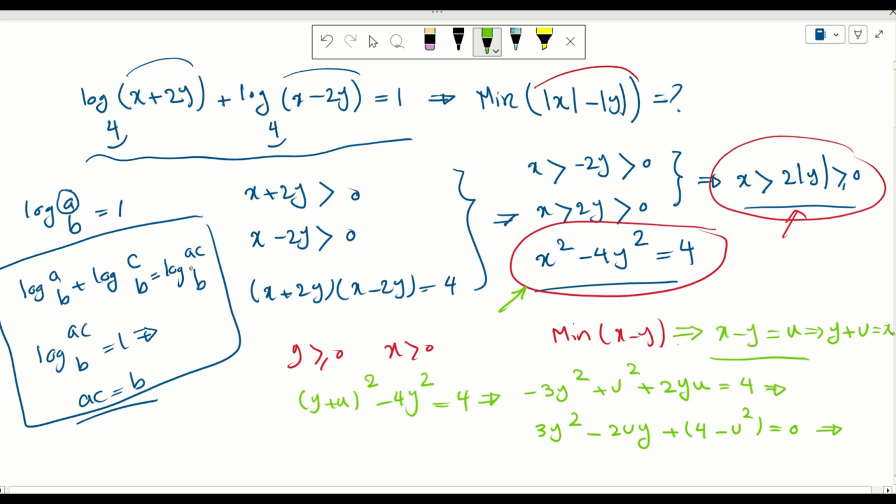So based on that, we can say that if we find the delta of this equation, which is a quadratic equation, the delta is going to be 4u squared minus 12 times 4 minus u squared. And then because this quadratic equation needs to have an answer for y, this value needs to be positive. And then from here you can find that u needs to be greater than or equal to radical 3, and that's our final answer.